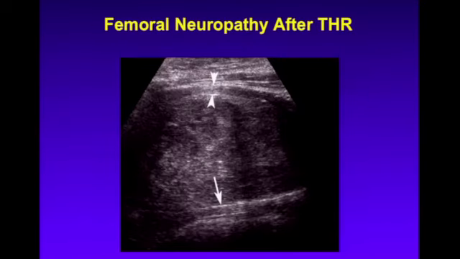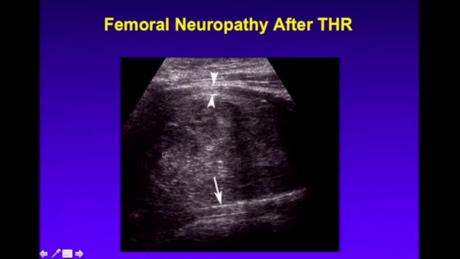Now, this is another patient who presented with a femoral neuropathy after a total hip replacement. So rather than having the lateral hip and thigh pain like we had previously, this patient literally could not move his quadriceps muscles, could not extend his knee.